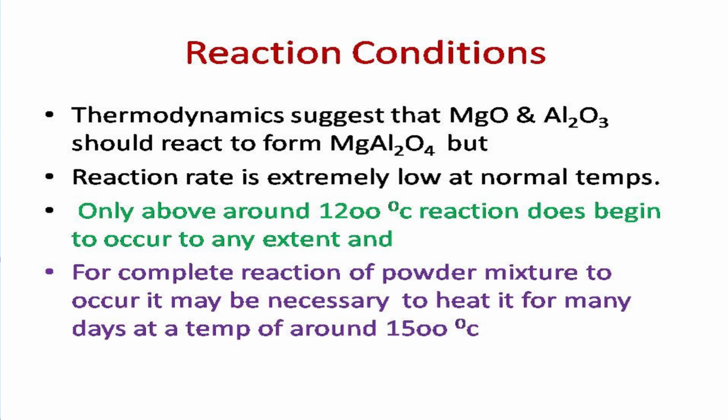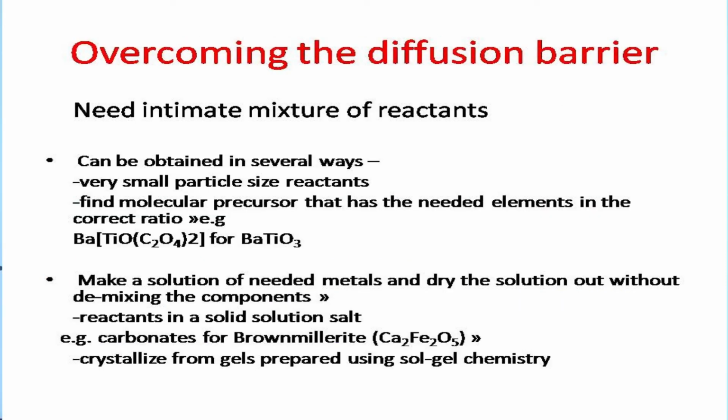Now, what are the factors that enable you to overcome the diffusion barrier? And what are these diffusion barriers? What does it mean? The two reactants that you are using, magnesium oxide and aluminum oxide, need to be in intimate contact for the reaction to occur. And this intimate mixture of the reactants can be obtained in several ways. That can be assured, and this will give you a better diffusion rate.